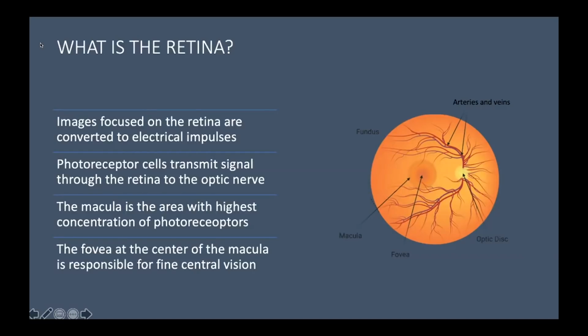Images focused on the retina are then converted to electrical impulses. The light is perceived by the photoreceptor cells, the deepest layer within the retina, and they then transmit a signal through the retina to the optic nerve. Here we also see the macula, which is an area within the retina that has the highest concentration of photoreceptors, and the fovea within it. And those are the areas responsible for fine central vision.